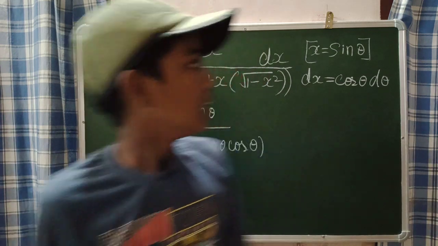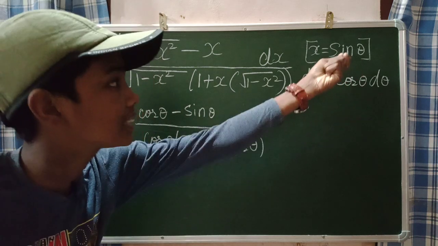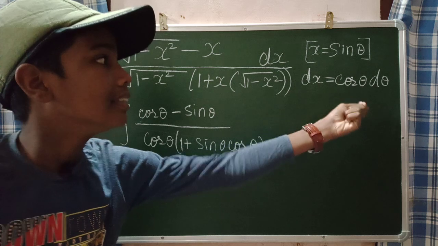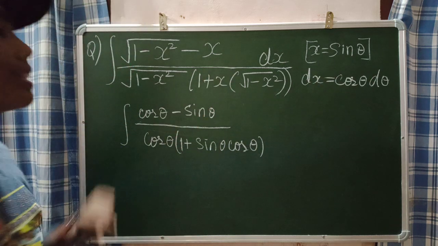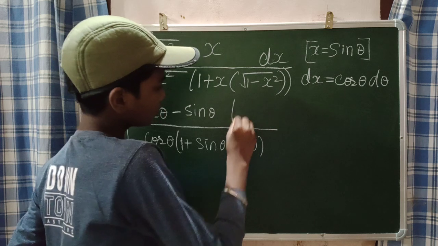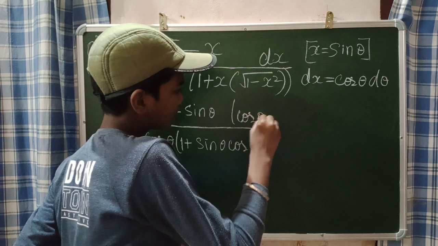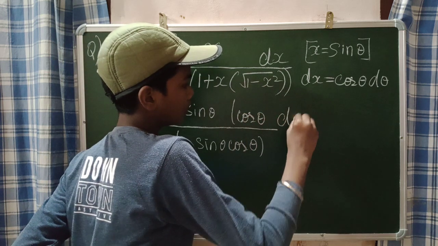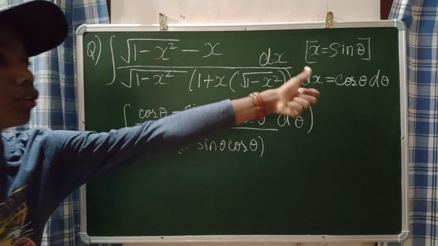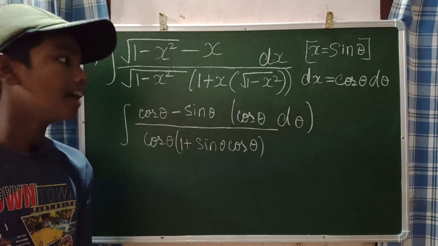Don't make that mistake. If x is equal to sin theta, then dx will be the differentiation of this, which is cos theta, because the derivative of sin theta is cos theta, and then d theta should come. Now what will this dx be? This dx will be nothing but cos theta d theta. Correct, guys? x is equal to sin theta means dx will be cos theta d theta.